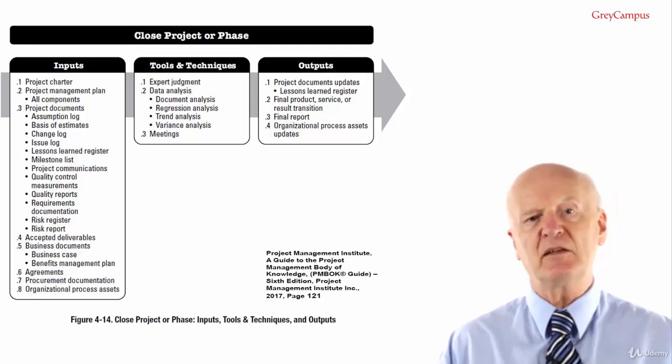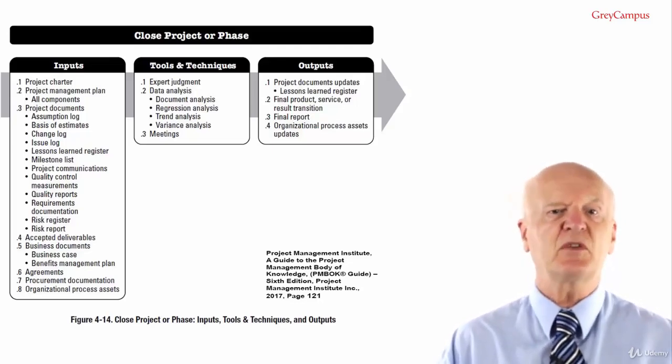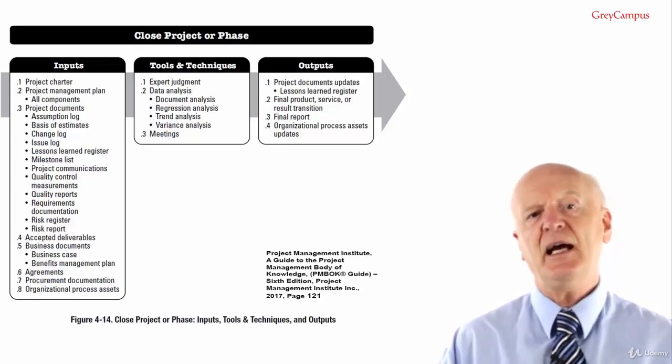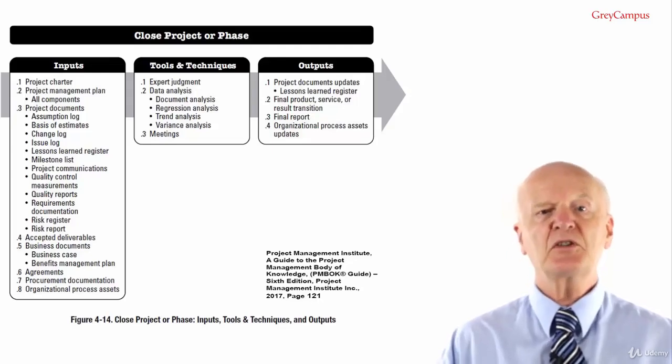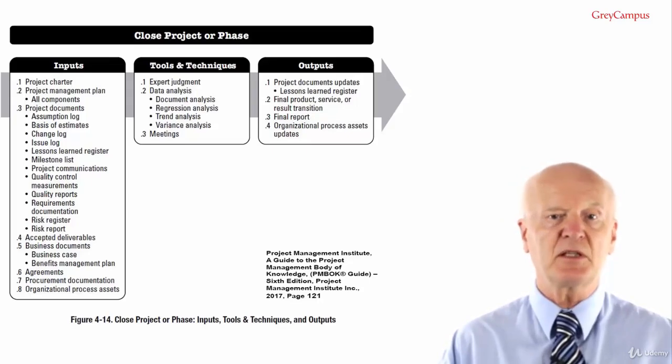Number 4, accepted deliverables. Accepted deliverables may include approved product specifications, delivery receipts and work performance documents. Partial or interim deliverables may also be included for phased or cancelled projects.